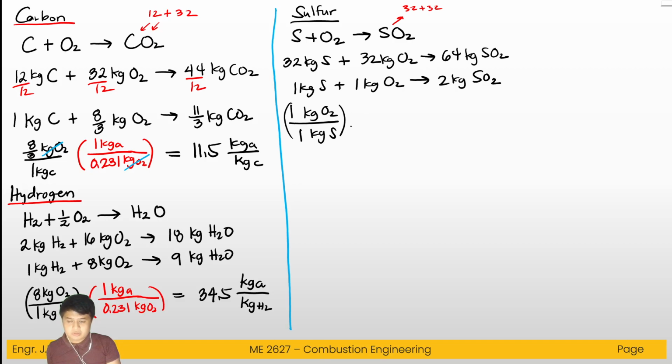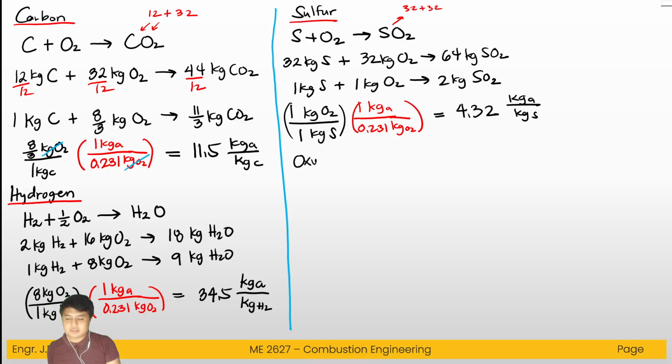No? So we can convert this again in terms of air. So we have 1 kilogram of air per 0.231 kilogram of oxygen. So we can equate this into 4.32. So the unit is kilogram of air over kilogram of sulfur. Now the last one here, so it should be red now.